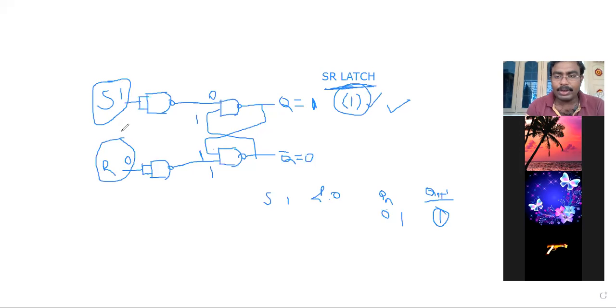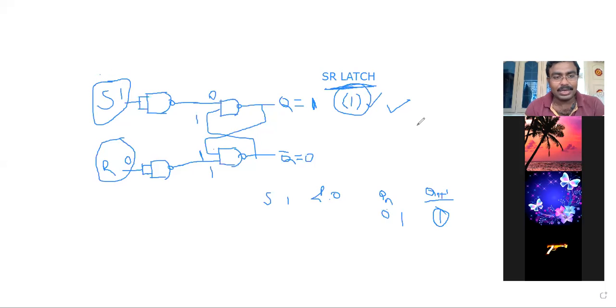Right, tell me which one is high between these two, S equal to 1 and R equal to 0? Which is high? Of the two, S equal to 1 is high, sir. Yeah, S equal to 1. So when set is high, when S is equal to 1, you'll get the set state.